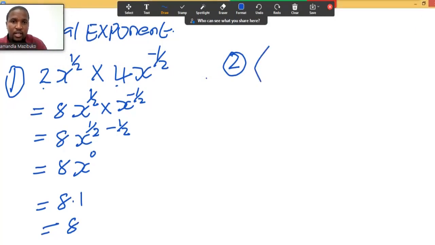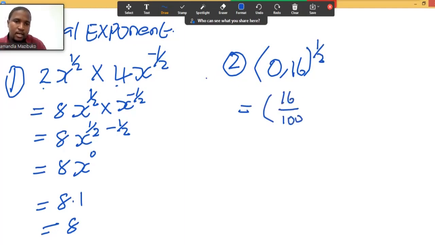Let's look at this one. This is very short. It's 0.16 to the power half. 0.16 to the power half is equal to, we can simply change 0.16 to 16 over 100 to the power half.